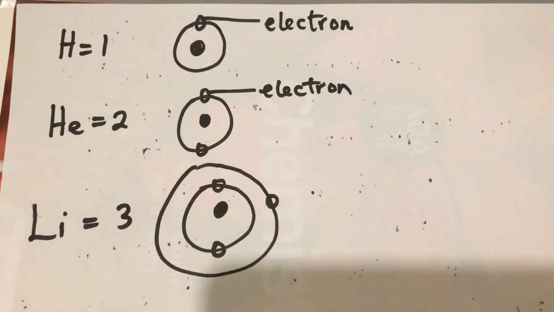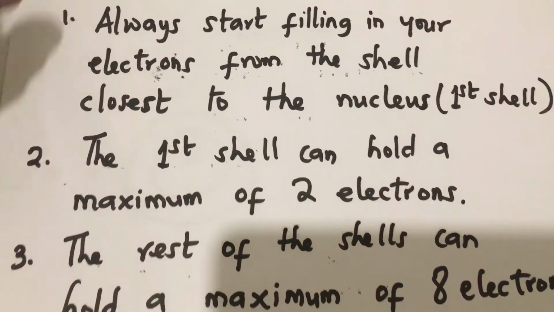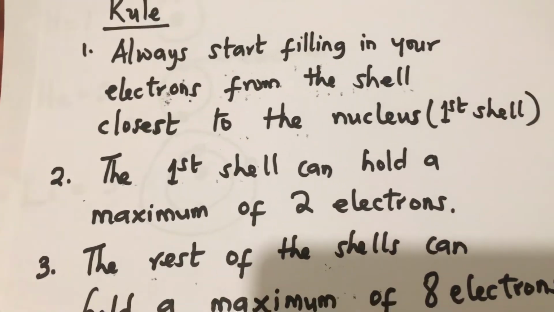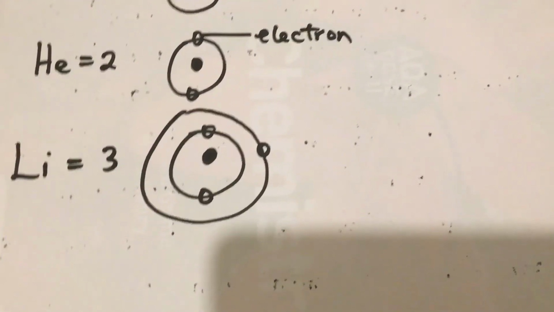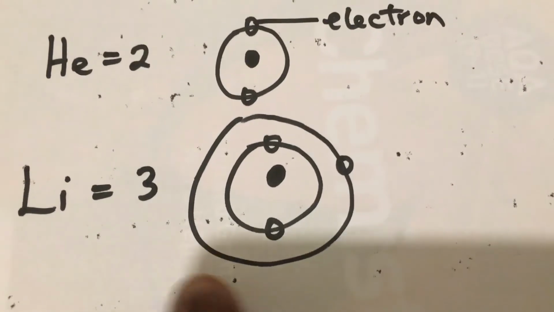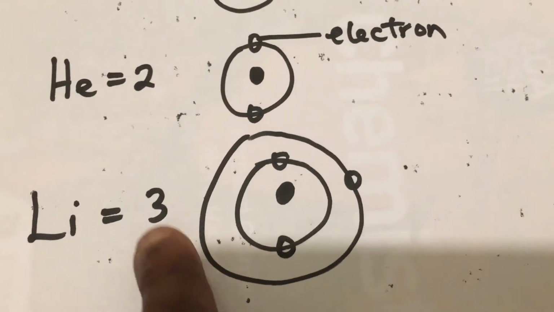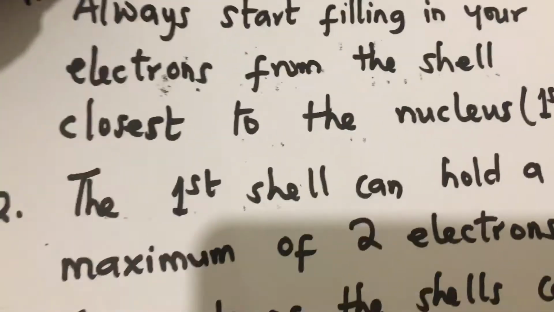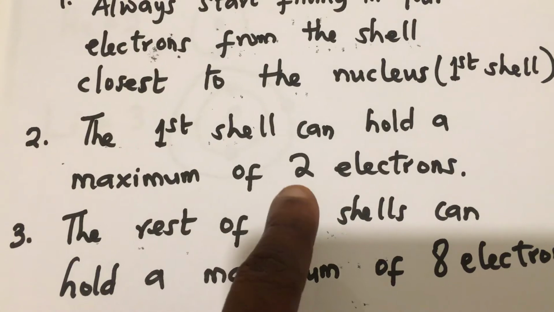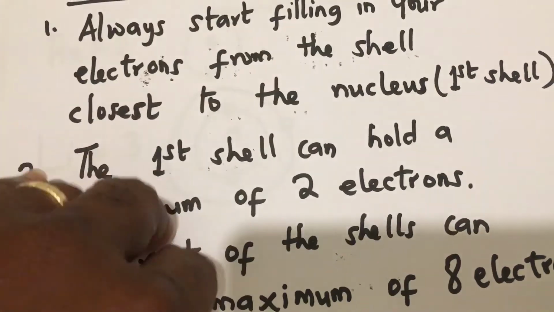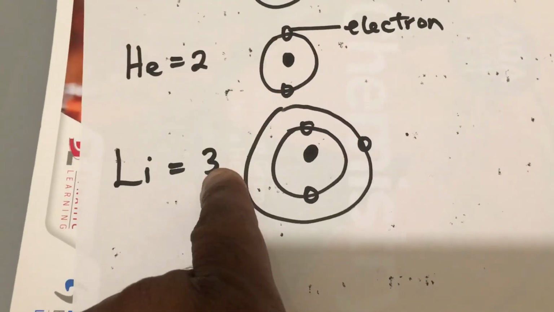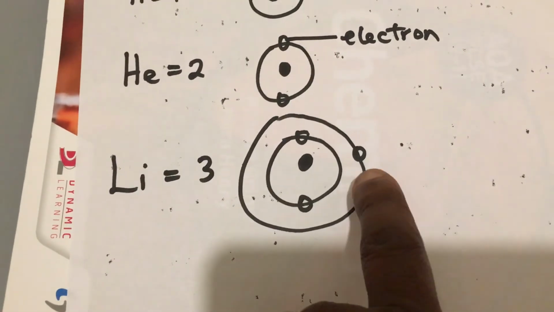Remember that rule? I'll put it back for you to have a look again. It says the first shell can hold a maximum of 2 electrons. So we can only put a maximum of 2 electrons. Let's look at lithium. Lithium has 3 electrons, or the atomic number of lithium is 3. Our rule says the first shell can hold a maximum of 2 electrons. So we can only put 2 electrons in the first shell, even though there are 3. Now the one left over will go into the second shell.